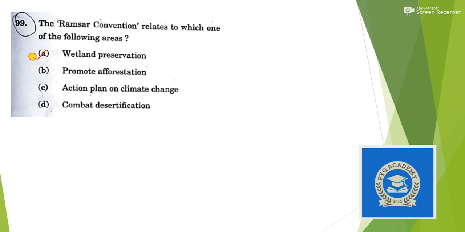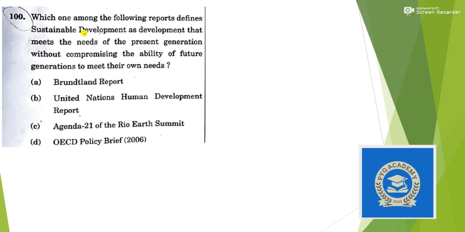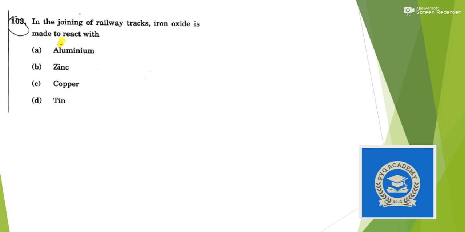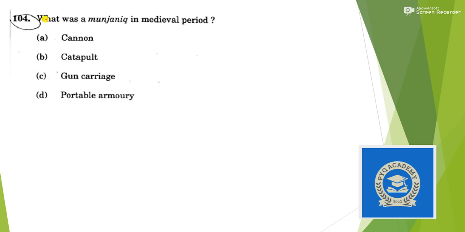Wetland preservation. Next, sustainable development, so it was popularized in the Brundtland report, option A. Next, patient's abdomen, so barium sulfate is used, but it is a tough question. Next, storage of biological tissue, easy question. Liquid nitrogen, option A. Next, in joining railway tracks, aluminium is used. Okay, option A. Then Munjanic in the medieval period, so you will find these kinds of terms in themes of history.